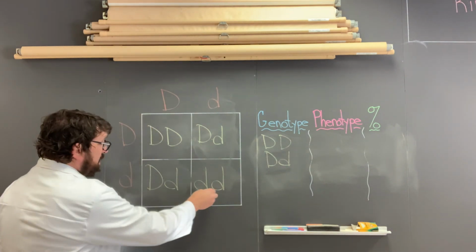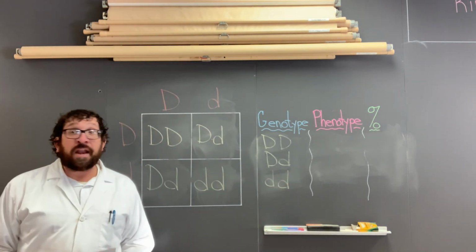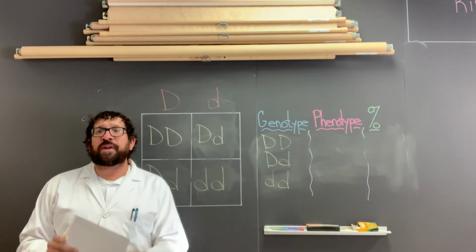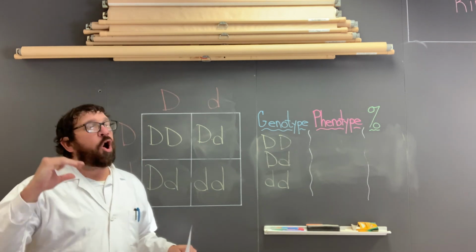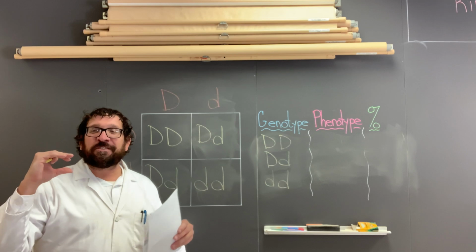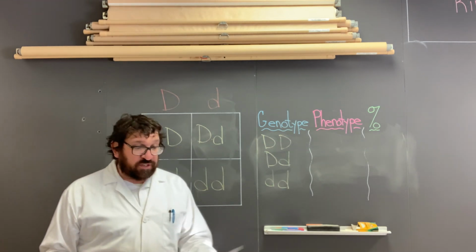And then finally, we've got everything going on in this one. We've got small d, small d. What would you name that? It should have been homozygous recessive. Recessive homozygous. Now, what are the phenotypes going to be?